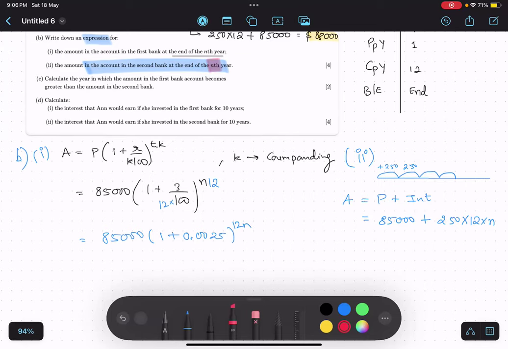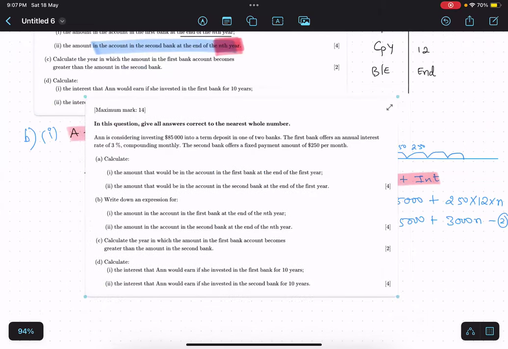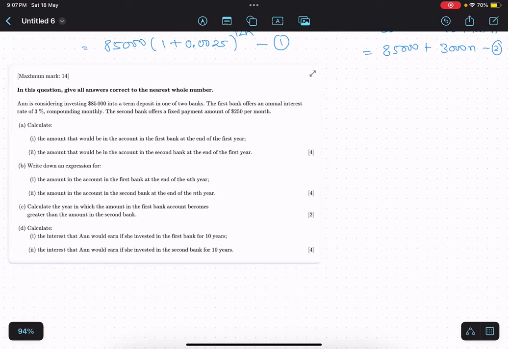How do you know it is 10 years? It is given over here. Clear? So my expression becomes 85,000 plus 250 into 12, which is 3,000, so 3,000n. This is my second expression. This formula we use for simple interest, and this formula we use for compound interest. Now, let me take a duplicate of that and bring it down. We have to do the third part: calculate the year in which the amount in the first bank becomes greater than the second bank. What will we do in this case?